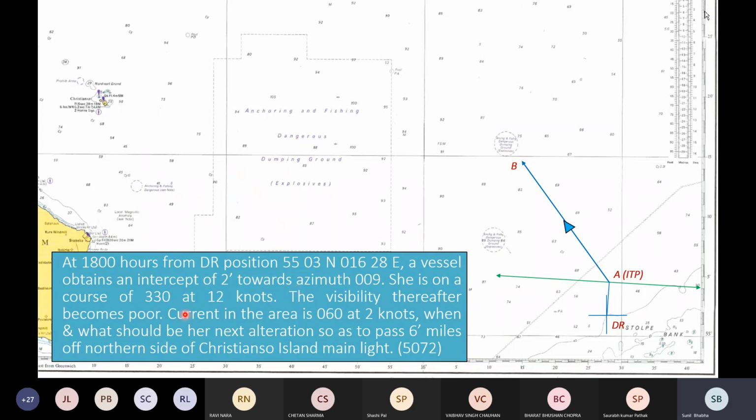Now, we also know the current prevalent in the area. The current is setting 060 at a rate of 2 knots. So let us draw the current vector also for the same duration of 1 hour. From point B, I draw my current vector in the direction of 060.